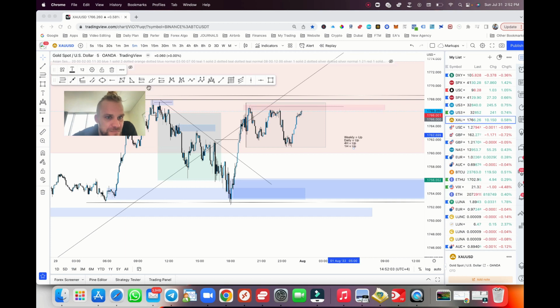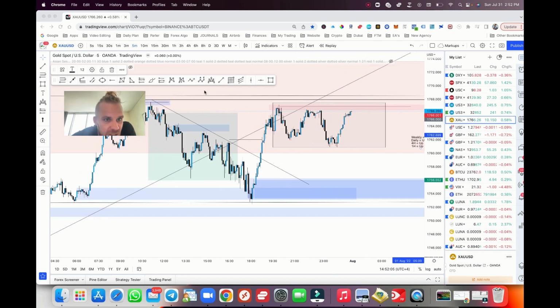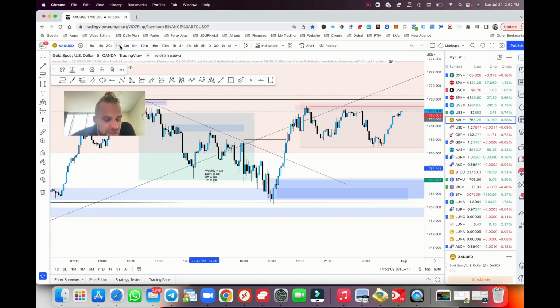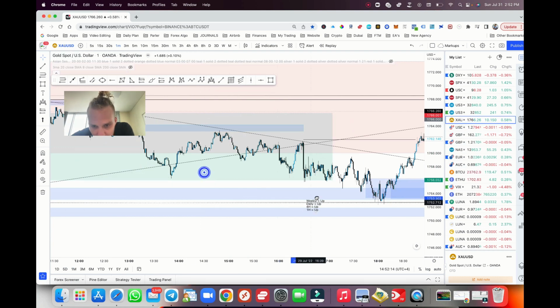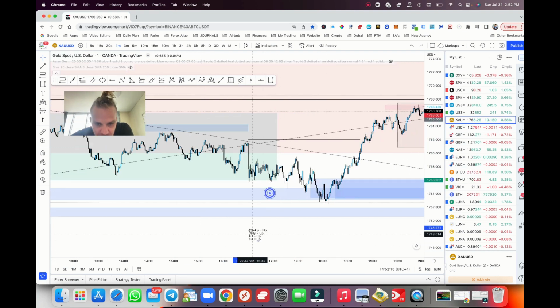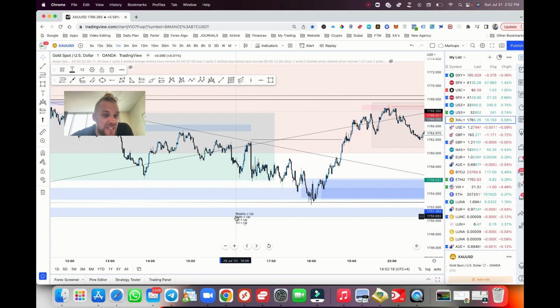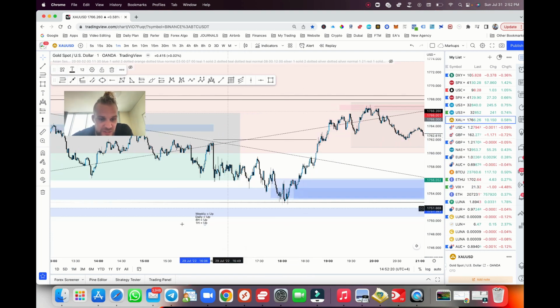So here, look, let's go down here because I like to take entries from the 1 minute when price hits my zone. So let's go down onto the 1 minute chart. A bit of 1 minute salsa here. So with all these bullish, ideally we want to be looking for buys. This would have been a brilliant trade to take, to be honest.